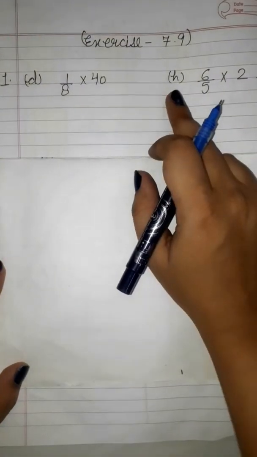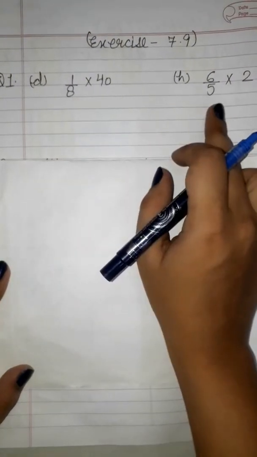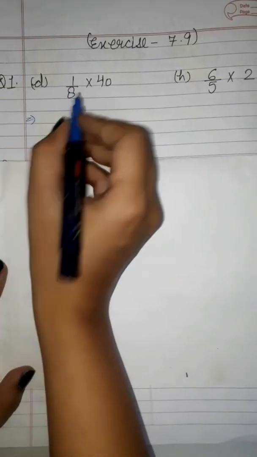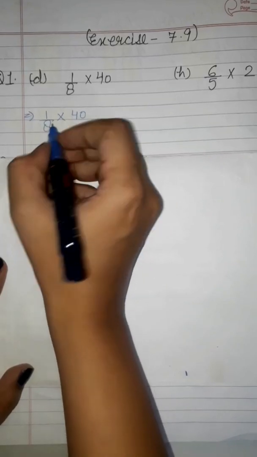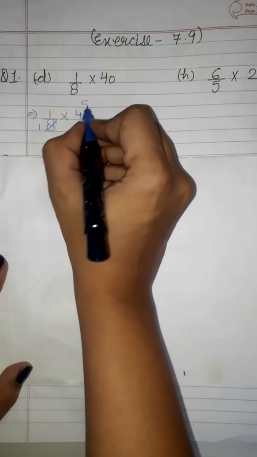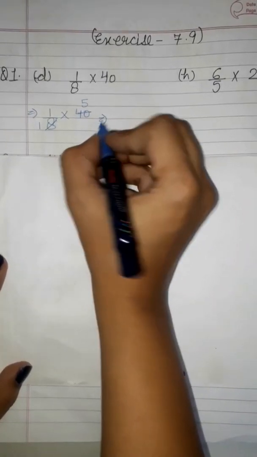Now 7.9, question number 1. 2 parts I am again explaining to you. See the A part. It is 1 upon 8 into 40. You know 40 comes in the table of 8. 8 ones are 8 and 8 fives are 40. So what is the answer? 5.